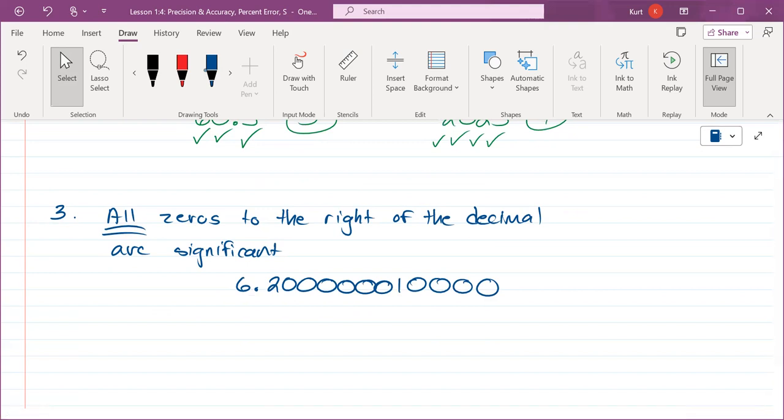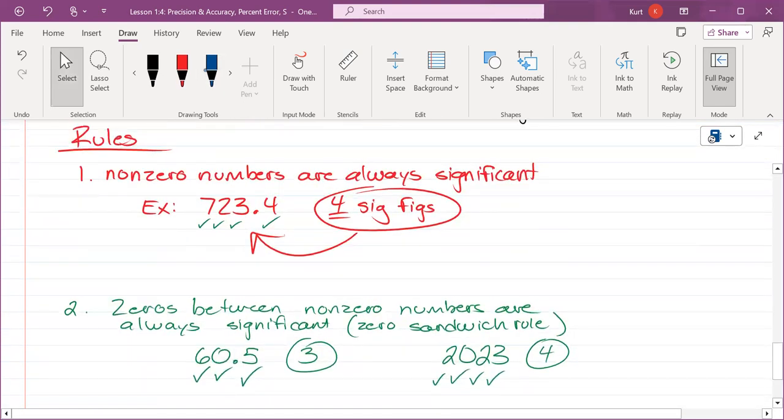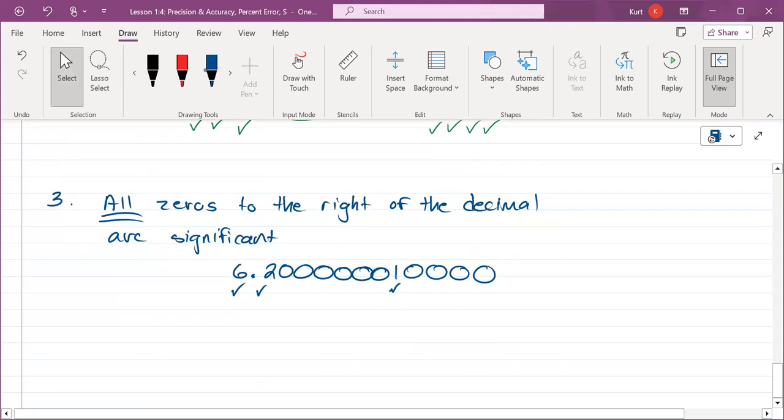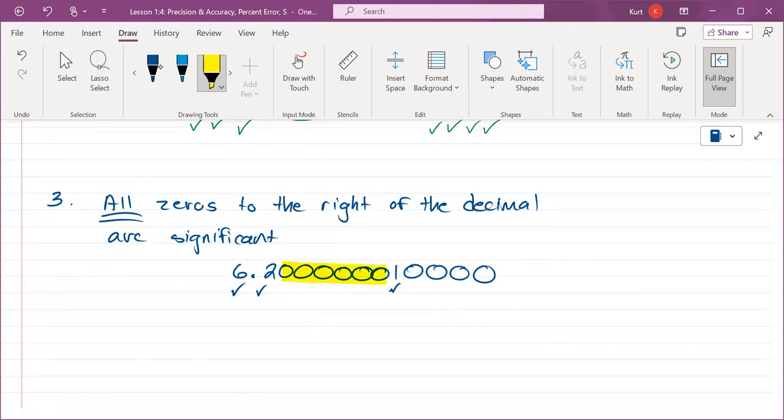Let me pick on someone else. Caleb. Is this 6 significant? Is the 2 significant? Is this 1 significant? Okay, so right now, that's all rule number 1, which says non-zero numbers are significant. Kaylin, do you see any situation here where there is a zero sandwich? Okay, that is correct. Guys, all of these zeros are in between non-zeros. So are those significant? Yes.